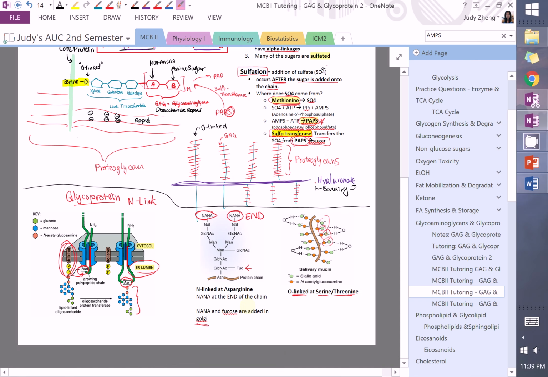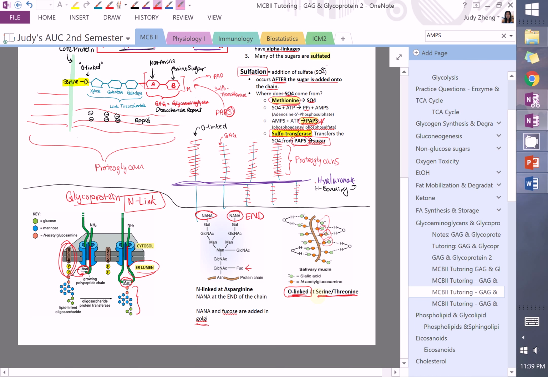And then we went on and talked about glycoproteins. So with glycoproteins, there are two ways that sugars can be added. We have N-linked, where the sugar is added onto asparagine, or you can have O-linked, where the sugar is added onto threonine or serine.